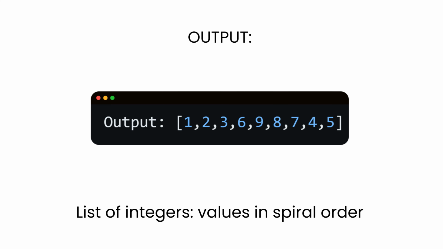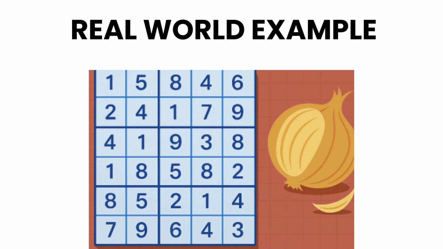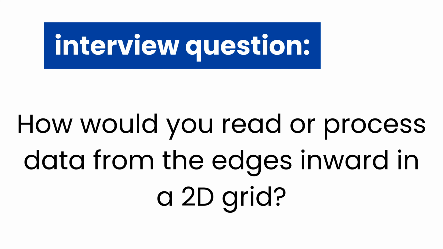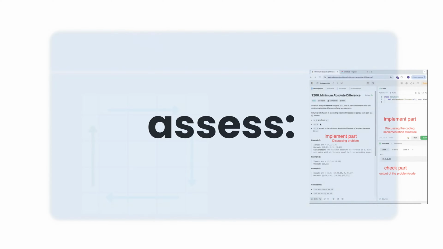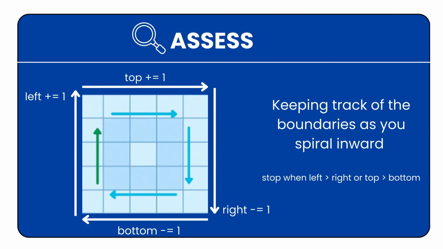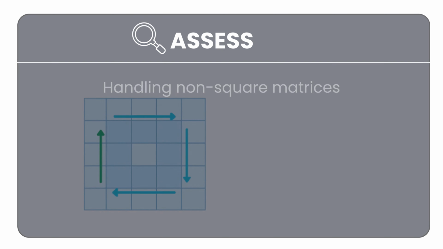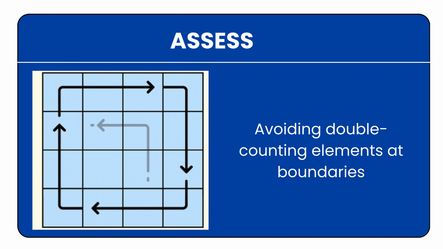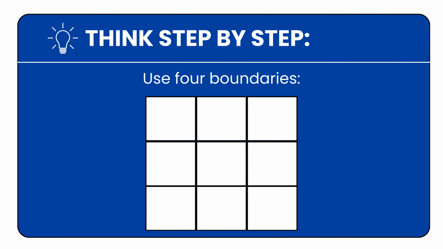Think of printing all the numbers in a Sudoku board from the outermost cells to the very center, like peeling an onion. An interviewer might ask, how would you read or process data from the edges inward in a 2D grid? What's tricky? Keeping track of the boundaries as you spiral inward. Handling non-square matrices, for example, 3x4 and 4x3. Avoiding double counting elements at boundaries.